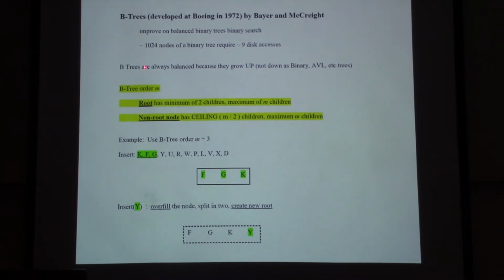Now, the requirement for a B tree of order M is that the root has a minimum of 2 children and a maximum of M children. Minimum of 2, maximum of, in this case, 3, when M is 3. And if you are any other node than the root, then you have a ceiling of M over 2 children and a maximum of M children. The maximum is the same, but the minimum is different. Except that in a B tree of order 3, it's not different, because 3 over 2 is 1.5, and the ceiling of that is 2. So therefore, M over 2 ceiling, when M is 3, is the same thing as 2 to M.